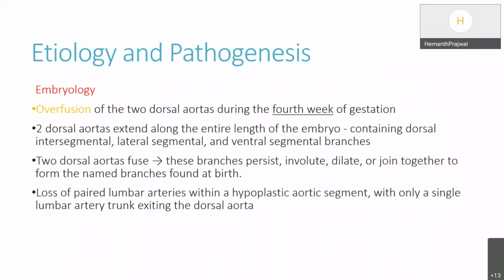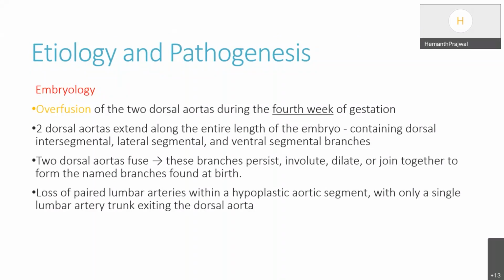The embryological etiology and pathogenesis is because of overfusion of the two dorsal aortas during the 4th week of gestation. The two dorsal aortas extend along the entire length of the embryo, containing dorsal, intersegmental, lateral segmental, and ventral segmental branches. The two dorsal aortas fuse at these, and some branches persist, involute, dilate, or join together to form the named branches found at birth.